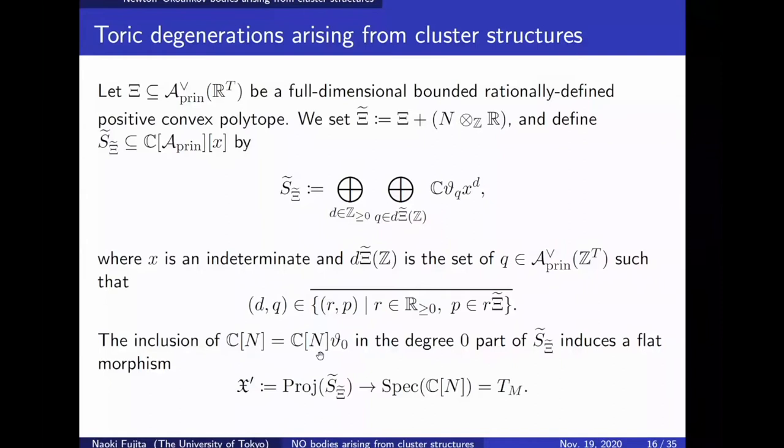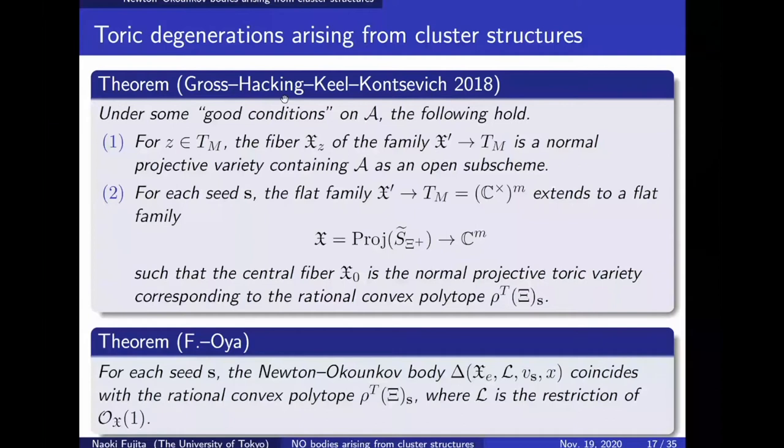So C[N] can be embedded in the degree zero part of S tilde, since the corresponding set contains N. This inclusion induces a flat family over the torus. Then Gross, Hacking, Keel, and Kontsevich prove that the fiber X_chi of this family is a compactification of A. So a normal projective variety containing A as an open subscheme.